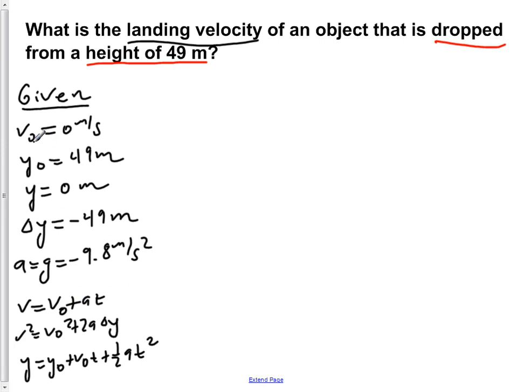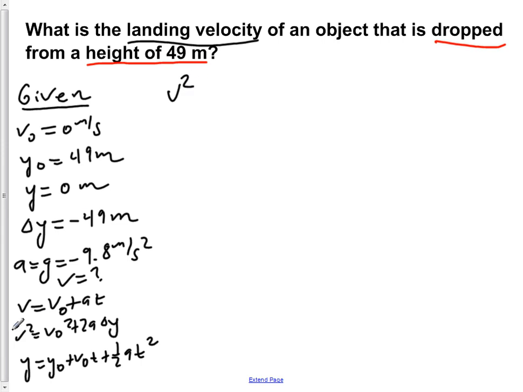And if we look at our givens, we have an initial velocity. We're trying to solve for our final velocity, otherwise known as our landing velocity here. And we're given our acceleration and our change in position, so we can successfully solve for v squared.